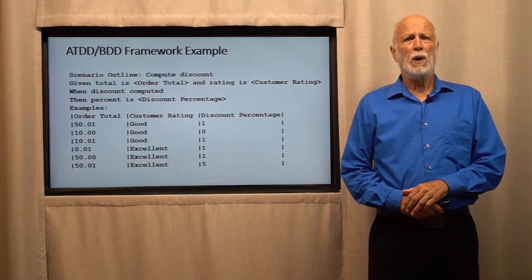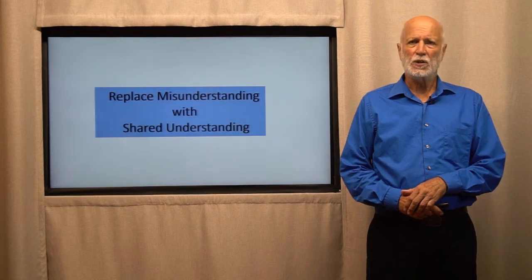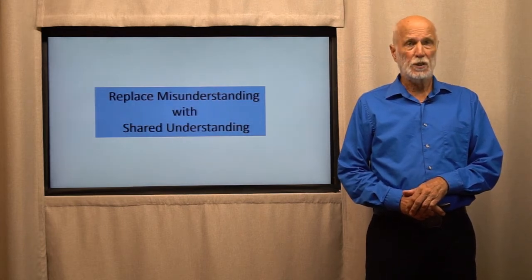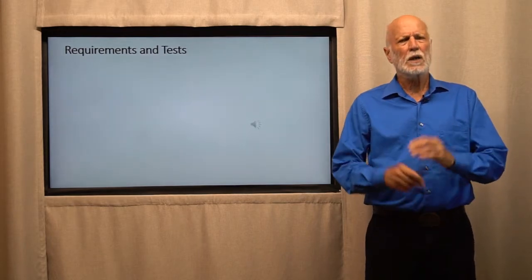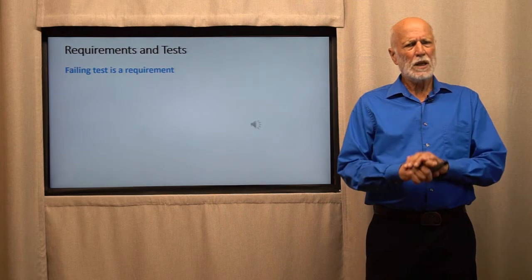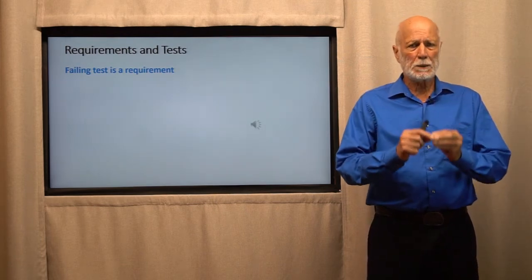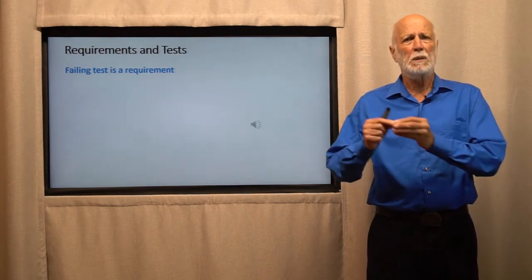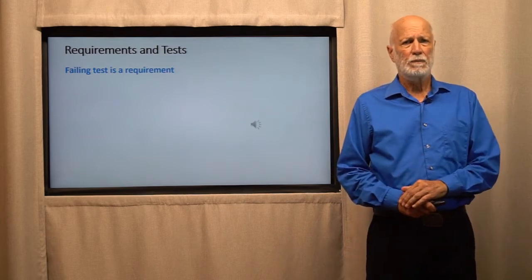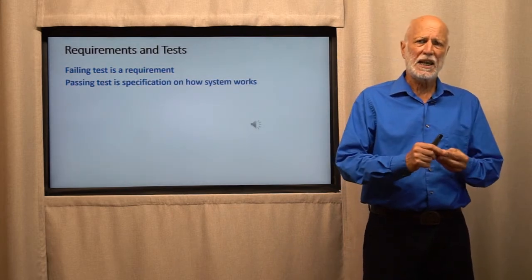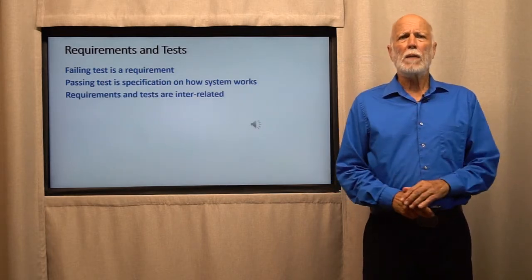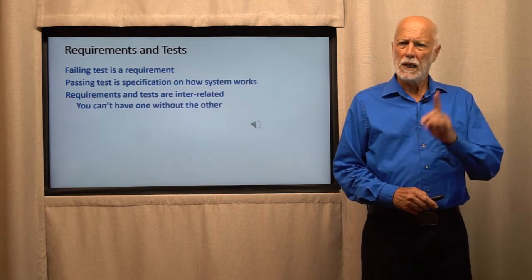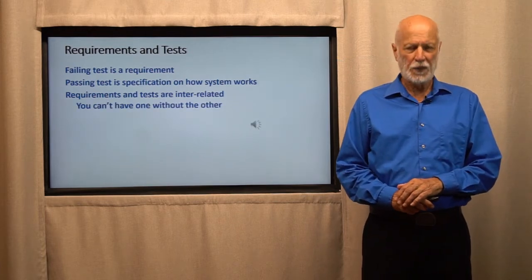What have we done through this process? Well, we have replaced our misunderstanding with shared understanding. So it turns out that requirements and tests are coupled. For example, if there is a failing test that must pass in order for the system to be shipped, that's a requirement. And the passing tests actually specify how the system works. So requirements and tests are interrelated. You can't have one without the other.